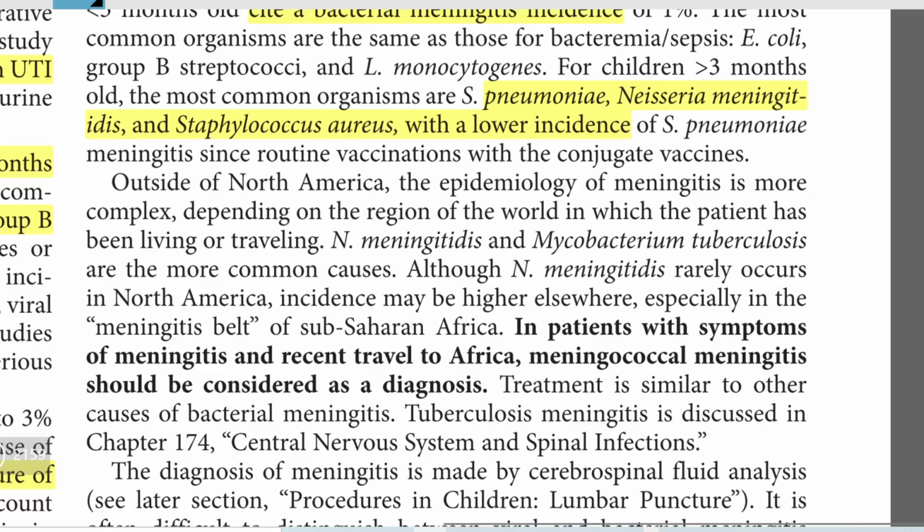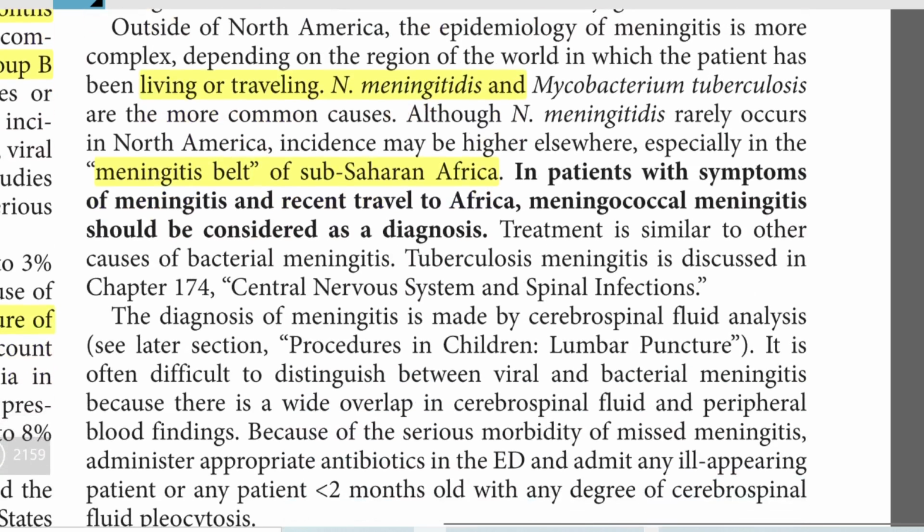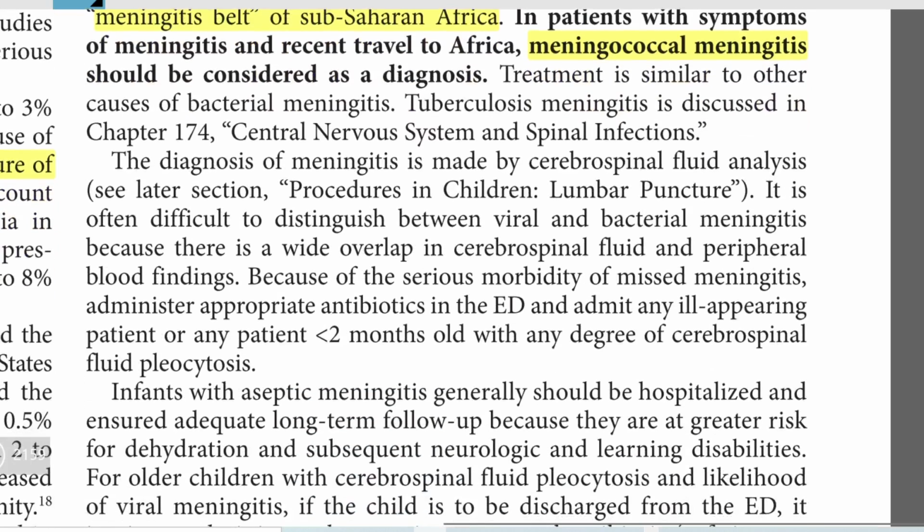Outside of North America, the epidemiology of meningitis is more complex, depending on the region of the world where the patient has been living or traveling. Neisseria meningitidis and Mycobacterium tuberculosis are the most common causes. Although Neisseria meningitidis rarely occurs in North America, incidence may be higher elsewhere, especially with travel to sub-Saharan Africa. In patients with symptoms of meningitis and recent travel to Africa, meningococcus should be considered. Treatment is similar to other bacterial meningitis.